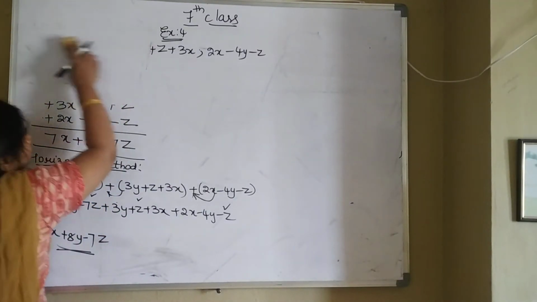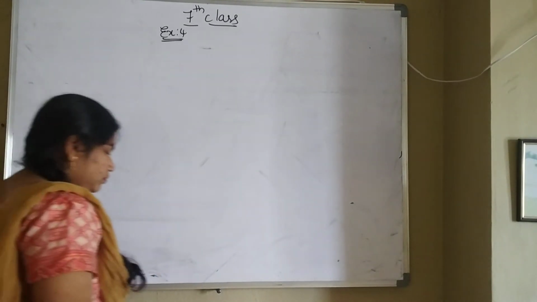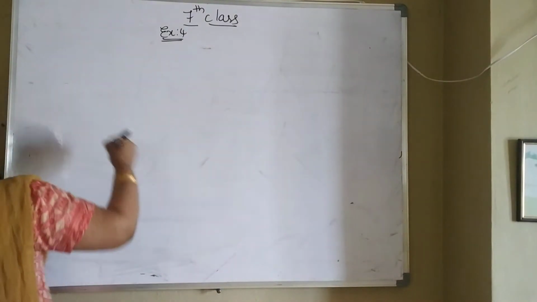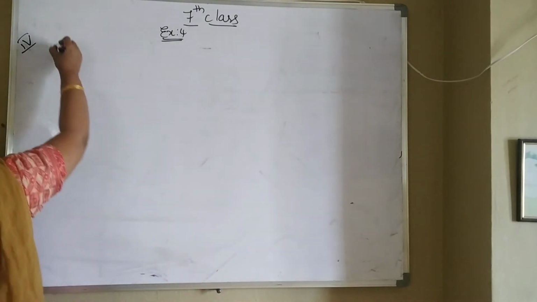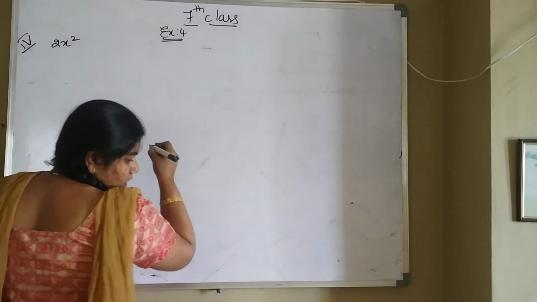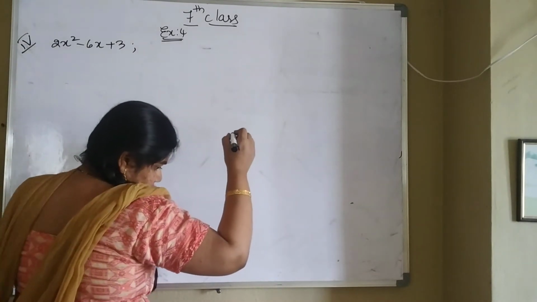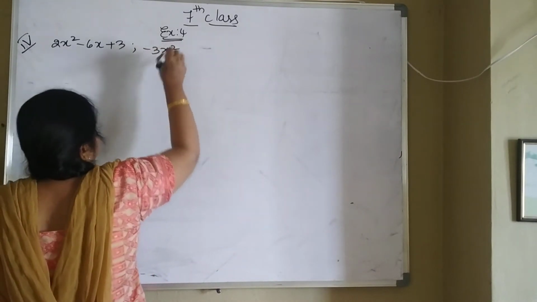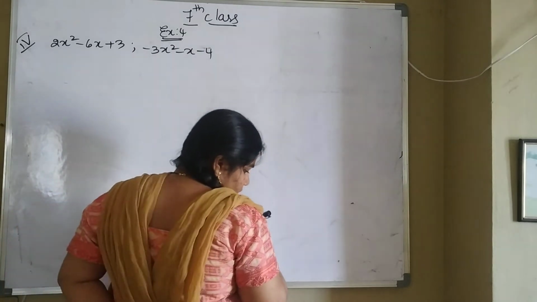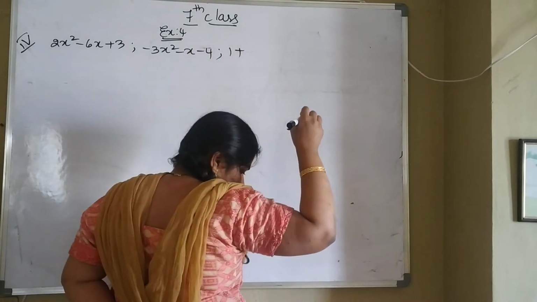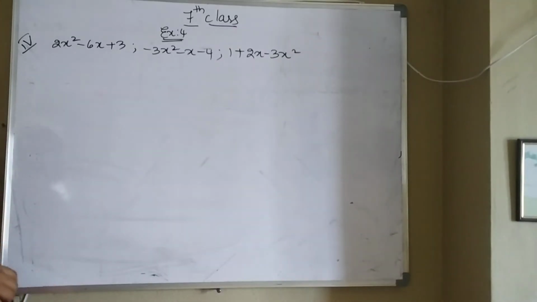Fourth one now. So the fourth one is 2x square minus 6x plus 3, and the next one is minus 3x square minus x plus 4. The last term is 1 plus 2x minus 3x square. Okay, so these are the three expressions.